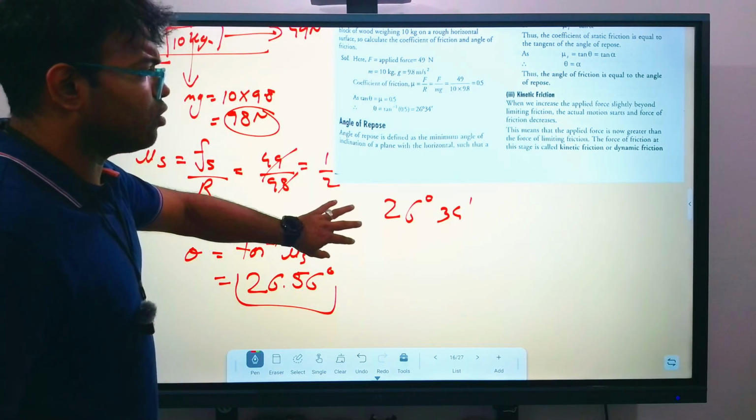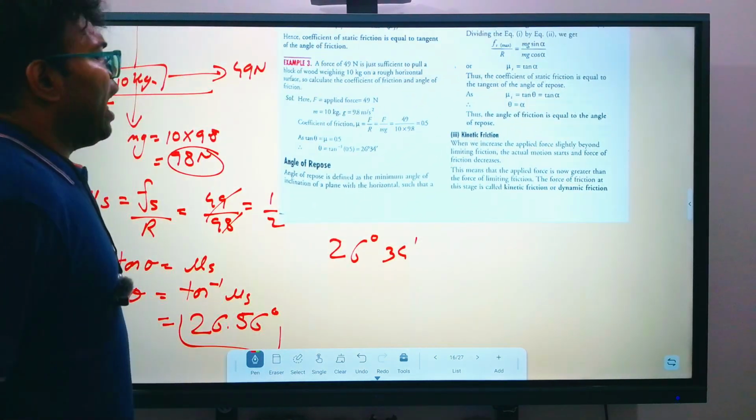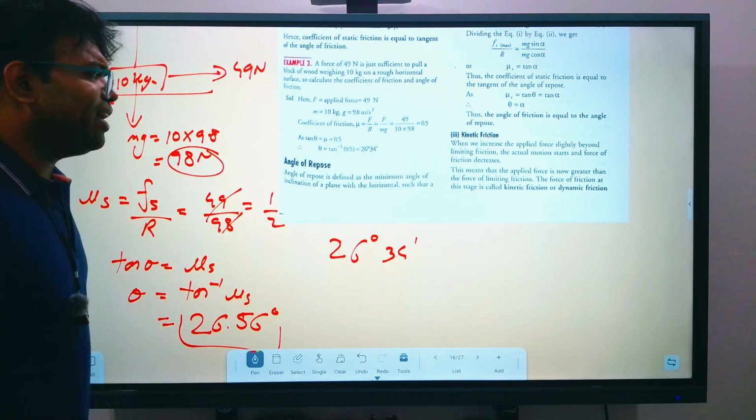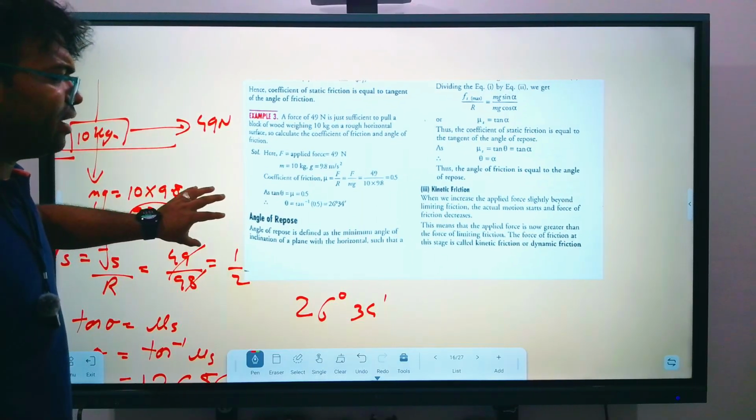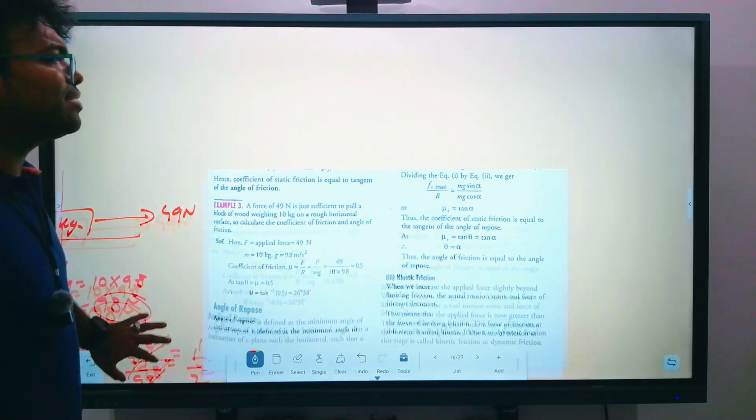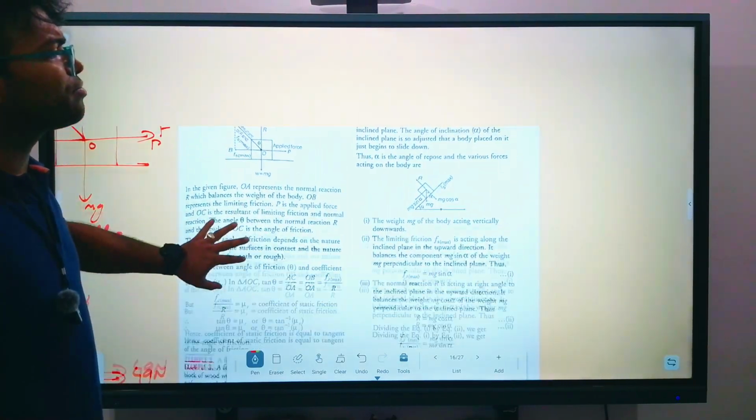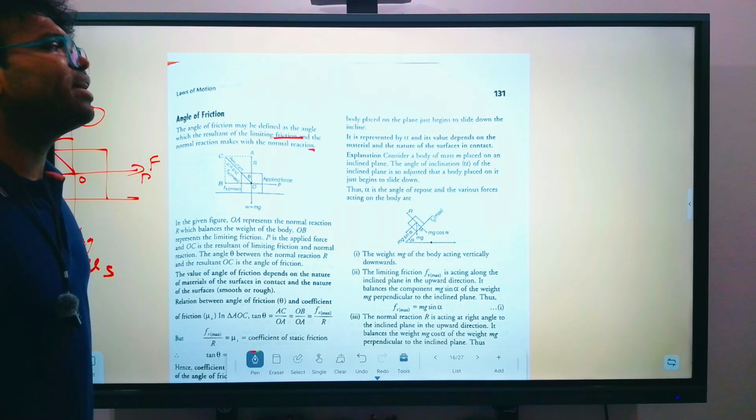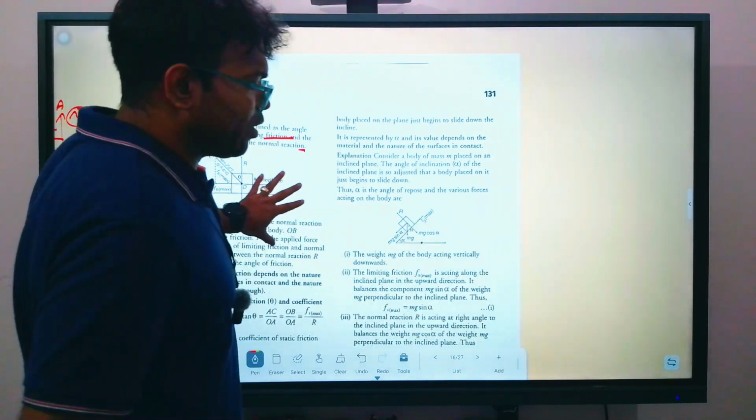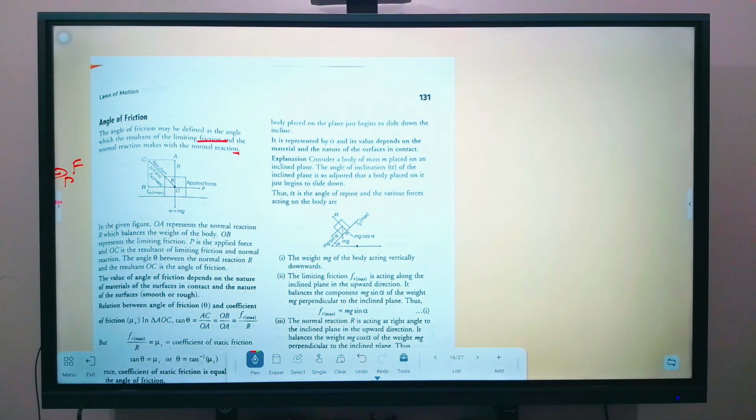The angle of repose. Okay, angle of repose is defined as the minimum angle of inclination of a plane with the horizontal, such that the body placed on a plane just begins to slide down the incline. Okay, so angle of repose, I will actually tell you how to actually look for it.